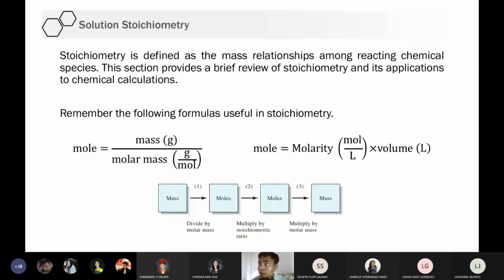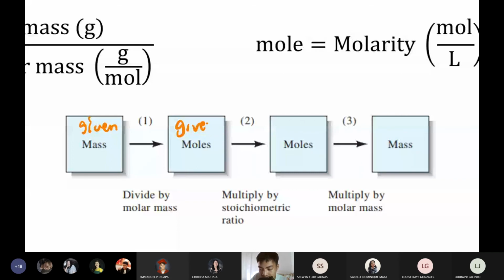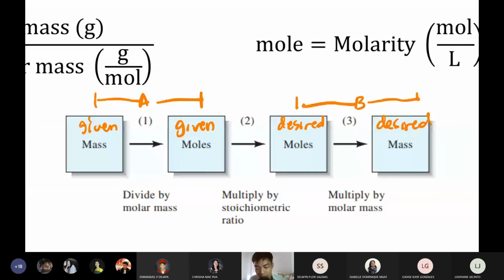So let's answer this. Solution stoichiometry. Quick reviewer lang. So what are the equations that we use when doing stoichiometry? I think the usual process, di ba? Usually we start with our given substance, and then we get our desired substance. Ang ginagawa ko, nililabelan ko yan. Yung given substance ay yung substance A natin, ang desired substance natin ay yung substance B.